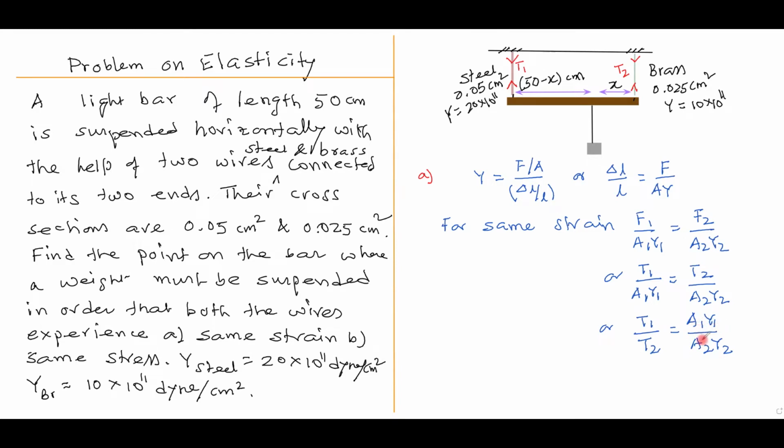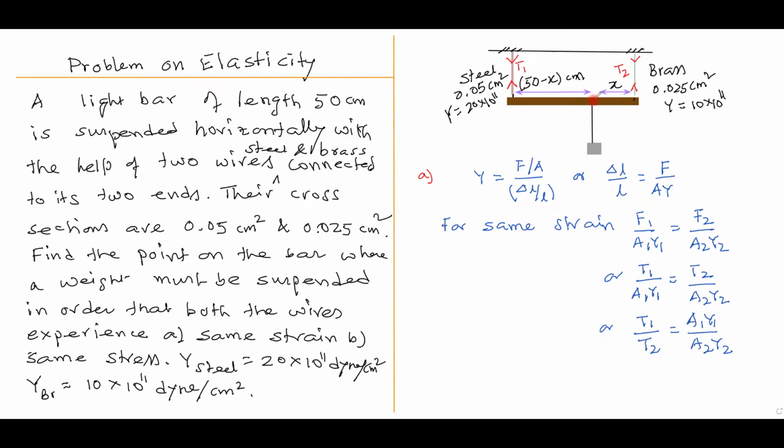While A1, Y1, A2, Y2 all are given, T1 and T2 are not known, and you have to find T1 by T2. Okay, how will you find T1 by T2? A1, Y1, A2, Y2 are all known. You'll have to get an expression of T1 by T2 in terms of X. Then this equation will give you the value of X.